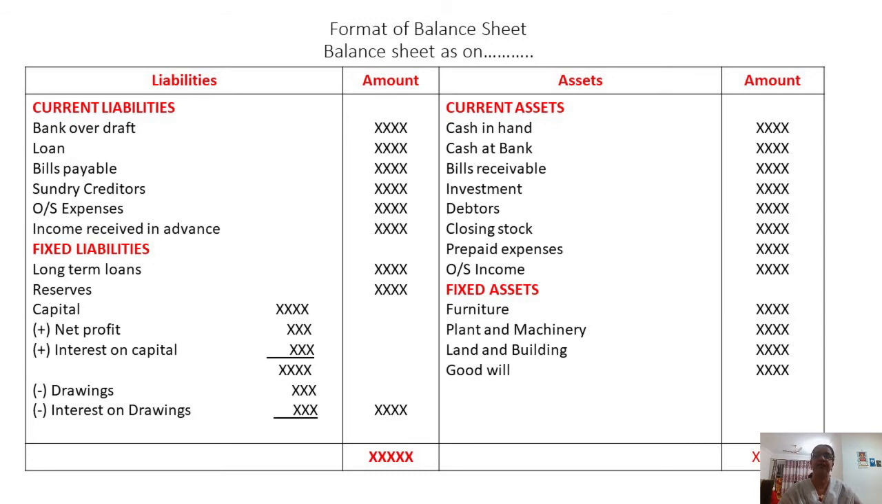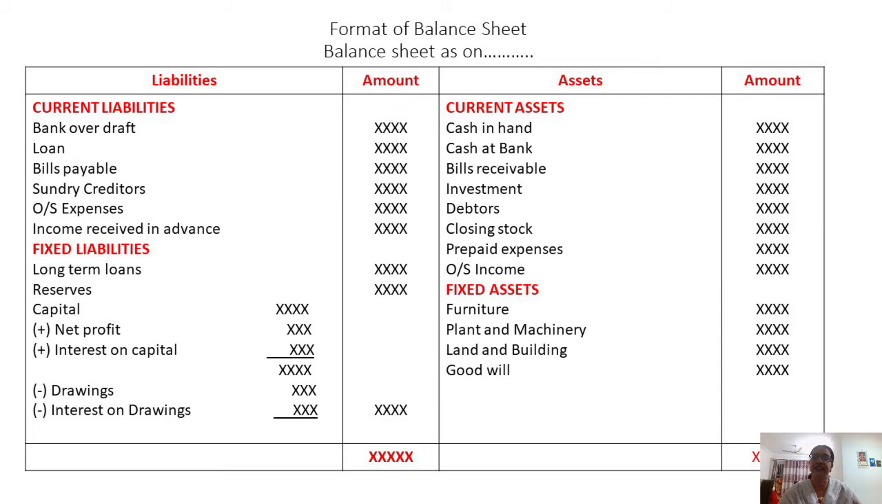So outstanding expense is a liability. Then income received in advance. Income is okay, but if you receive that income in advance, say next year's income, if you receive it this year, that belongs to the next year, that is an income of next year. For this year it is considered as a liability. Okay, these are the current liabilities.